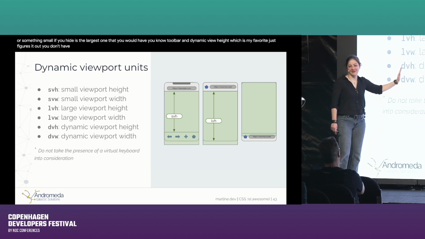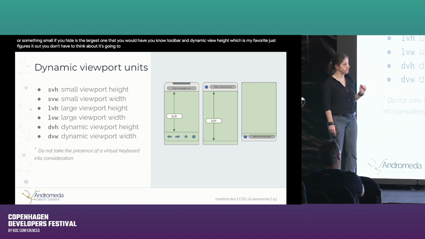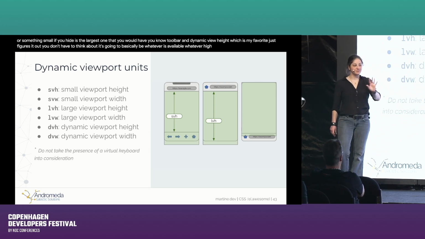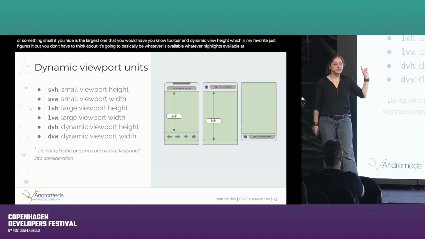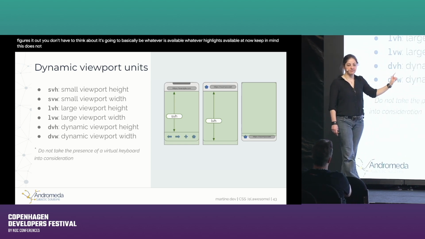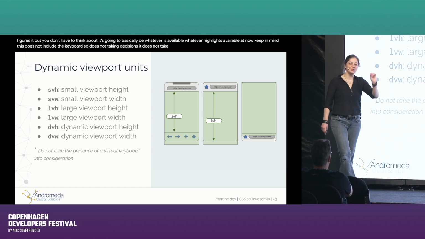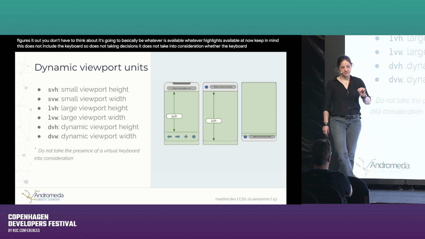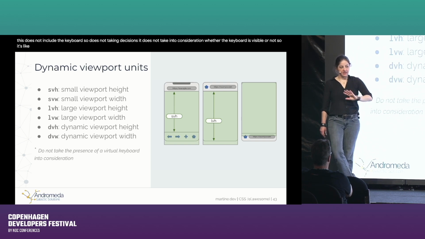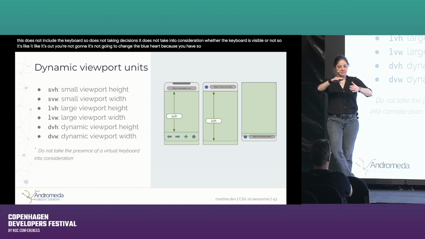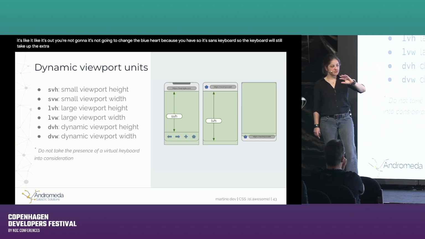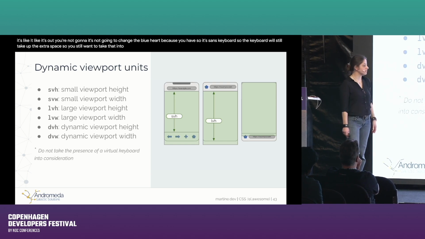You don't have to think about it. It's going to basically be whatever height is available at that time. Now, keep in mind this does not take into consideration whether the keyboard is visible or not. It's not going to suddenly change the view height because you have the keyboard out. So it's sans keyboard, and the keyboard will still take up the extra space. So you still want to take that into account depending on what you're doing.